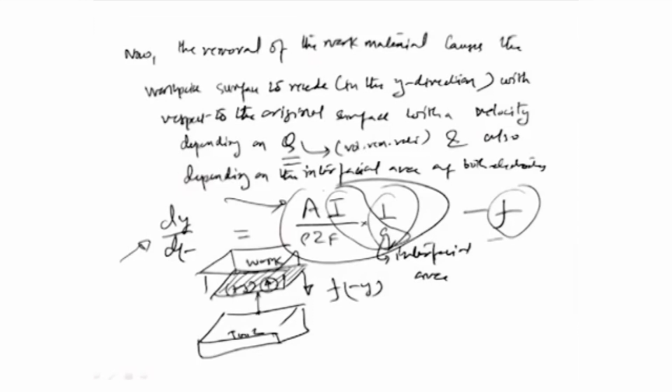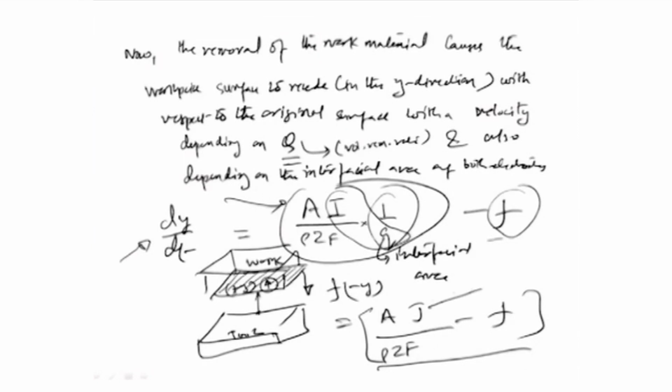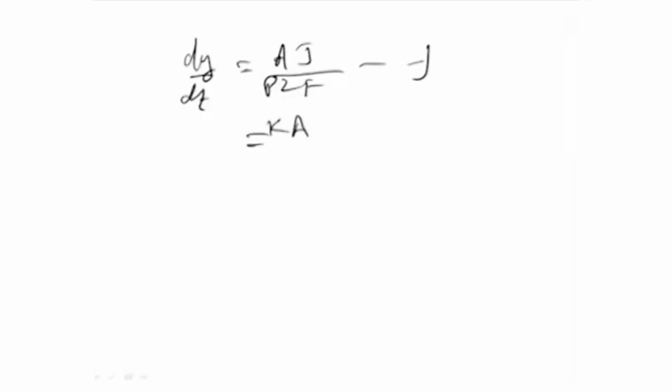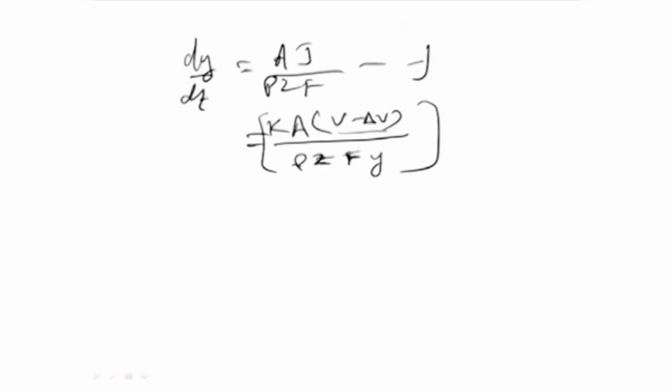So, I by q is the current density vector j. So, A j by rho Z F minus f is how this formulation will look. And of course, we have already found out what this j value would be. So, we can say that dy by dt equal to A j by rho Z F minus f can be written down as A K times (V minus delta V) divided by rho Z F, where this K (V minus delta V) by y is the current density vector, minus f.